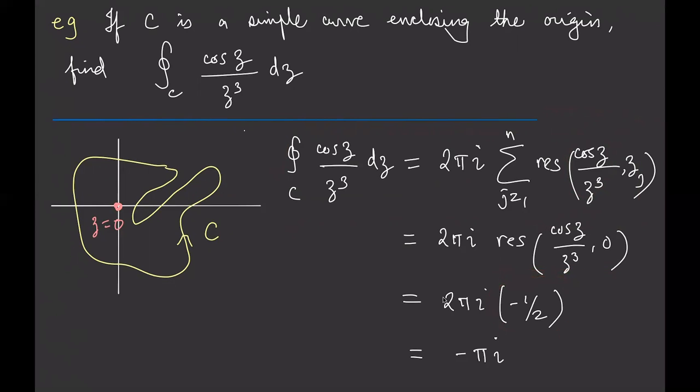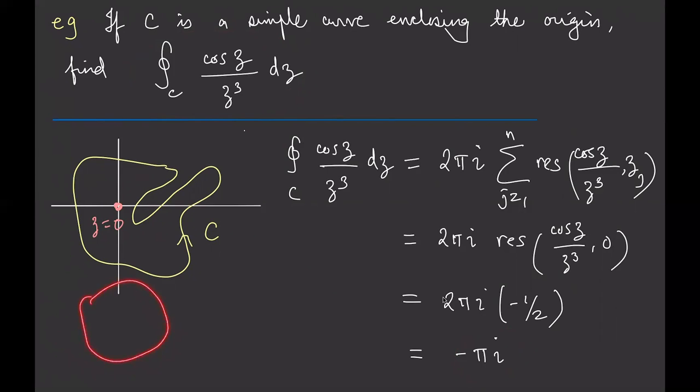That's minus a half, and I've got this 2 pi i in front, so the answer is minus pi i. So again, if I have something like that, and I have a general curve which encloses the point z equals 0, I'm going to get minus pi i. So quick question: what if my C did not enclose 0?